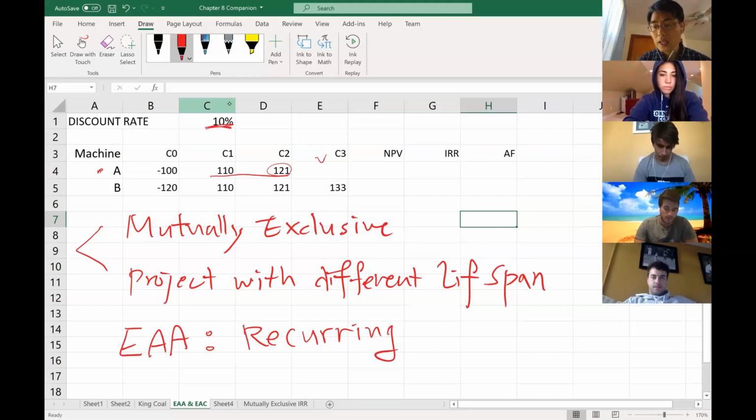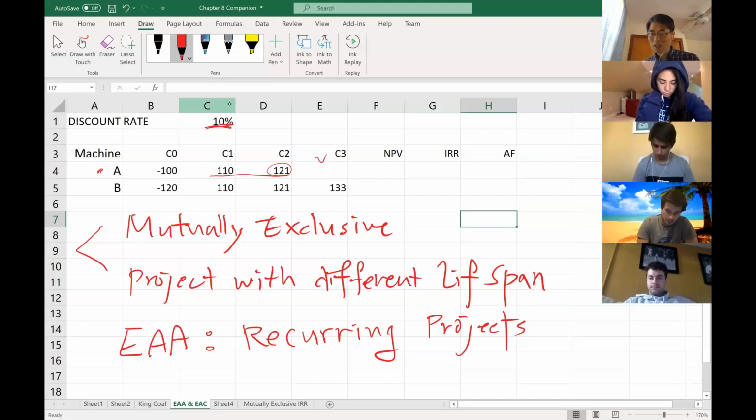So EAA is used when we deal with recurring projects. Okay. So, we can imagine a case like, should I buy an expensive car that costs more money initially, but may last longer and provide a greater benefit, versus buying a cheaper car, which may cost less initially, but may not provide as great a benefit and also may not last as long.